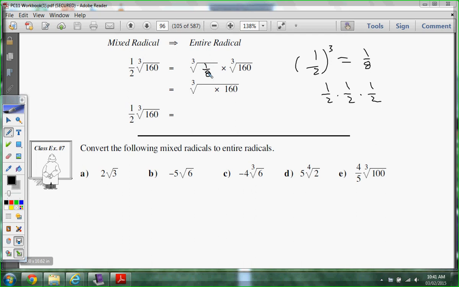When you're timesing 1/8 to 160, what is another way of thinking of that? Whenever you time something by a fraction that's 1 over something, you're really just dividing. You're dividing by 8. If I time something by 1/2, I'm really dividing by 2. If I time it by 1/4, I'm dividing by 4. So 160 divided by 8 is 20, I believe, right? So we should have cube root of 20. Okay, we made that an entire radical.